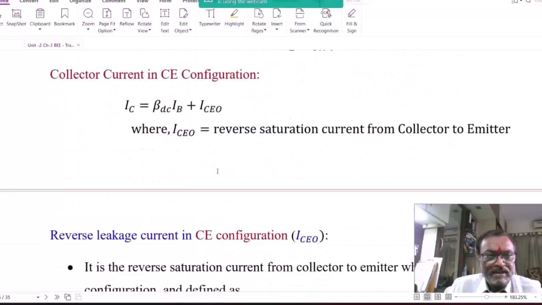The collector current in CE configuration. Let us revisit. IC is equal to beta into IB, we know. Here we consider the leakage current component due to minority charge carriers generated due to thermal agitation or atmospheric temperature, and therefore IC becomes beta into IB plus ICEO. ICEO stands for collector to emitter reverse leakage current with base open. It is also called the reverse saturation current from collector to emitter.